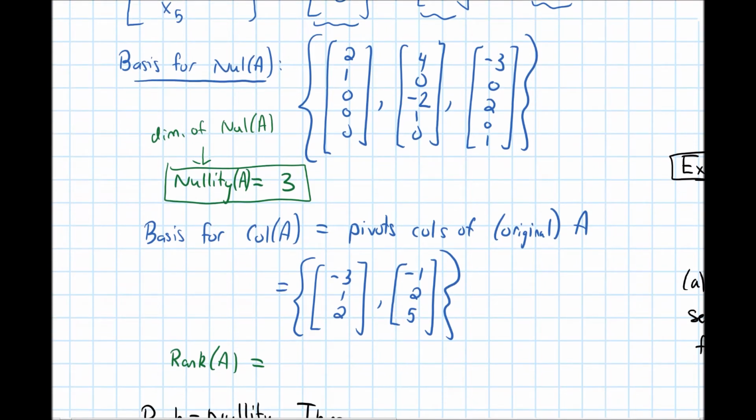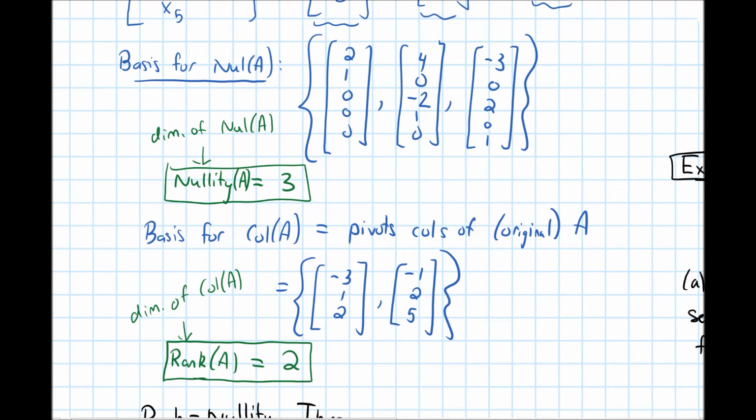So remember, rank is the dimension of the column space. And dimension is how many vectors there are in the basis. And there's 2 vectors here in this basis. So that's what my rank is. My rank is 2.